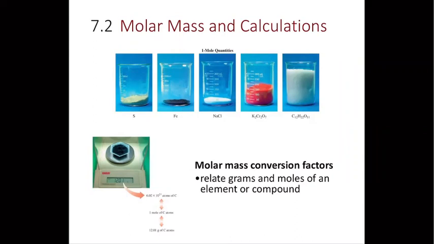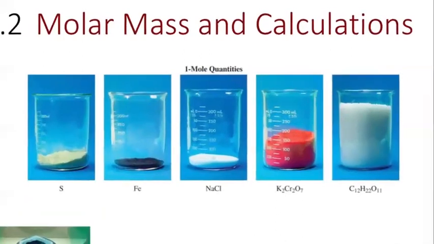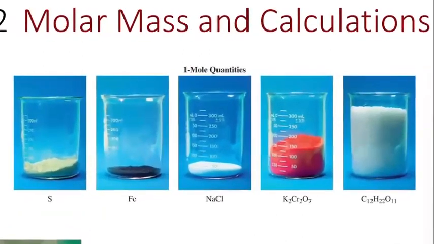So you can see in the image that we have several beakers that have 1 mole quantities of the particular compounds that we have. As you can see in the first one, we have just sulfur. In the next one, we have iron. In the next one, we have sodium chloride. Then we have potassium dichromate. And lastly, that is sucrose. And we're going to learn about sugars in chapter 13, but I just wanted to at least introduce it.